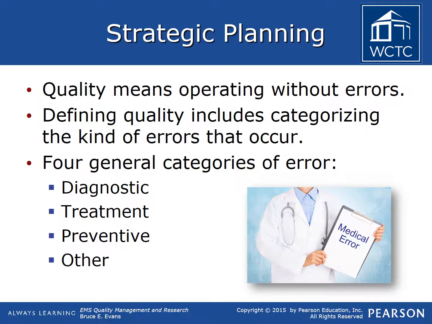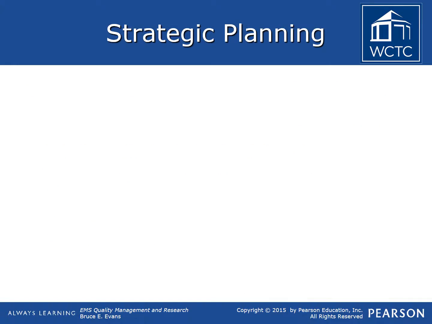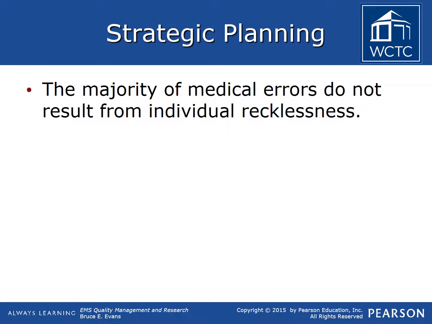Lastly, there are other errors that do not necessarily fall into the previous 3 categories, but are just as important. Some examples include communication errors, equipment failure, or some type of system collapse. Ultimately, we know, based on an Institute of Medicine report, that the majority of medical errors do not occur as a result of healthcare provider recklessness.